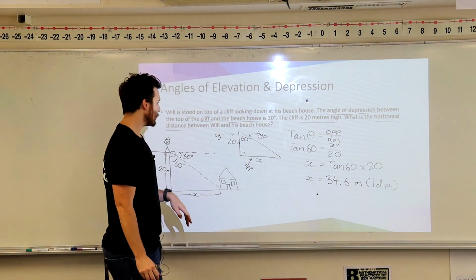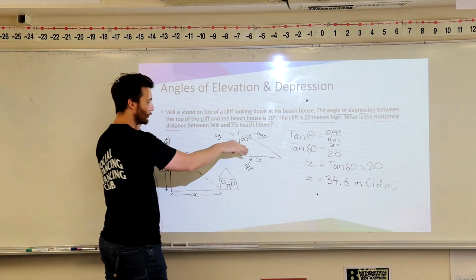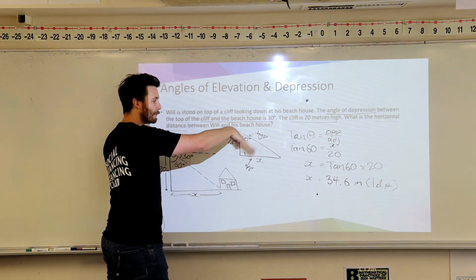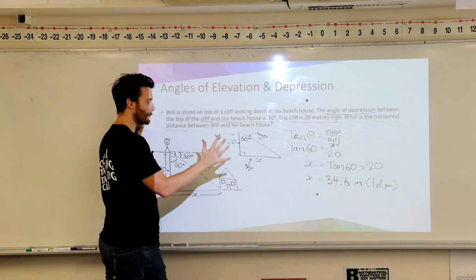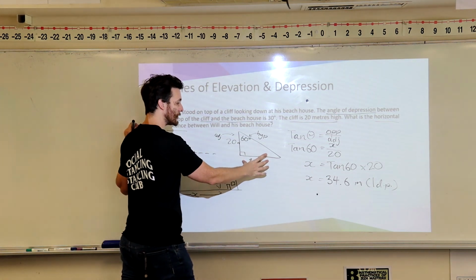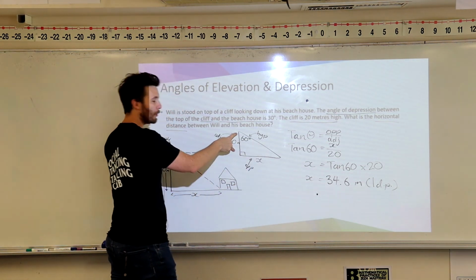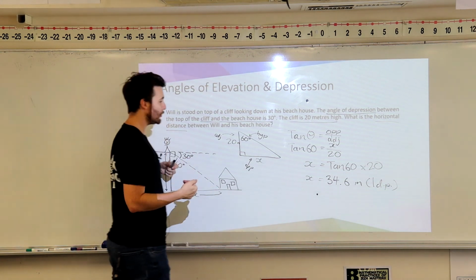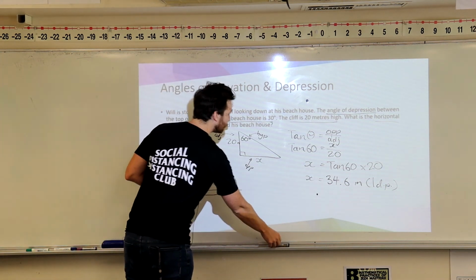Okay, now we'll check to see if it's reasonable. So we've got an angle of more than 45 degrees, but not by heaps more. So we'd expect this number here to be bigger than 20, but not by a huge amount. So 34.6 sounds about right.